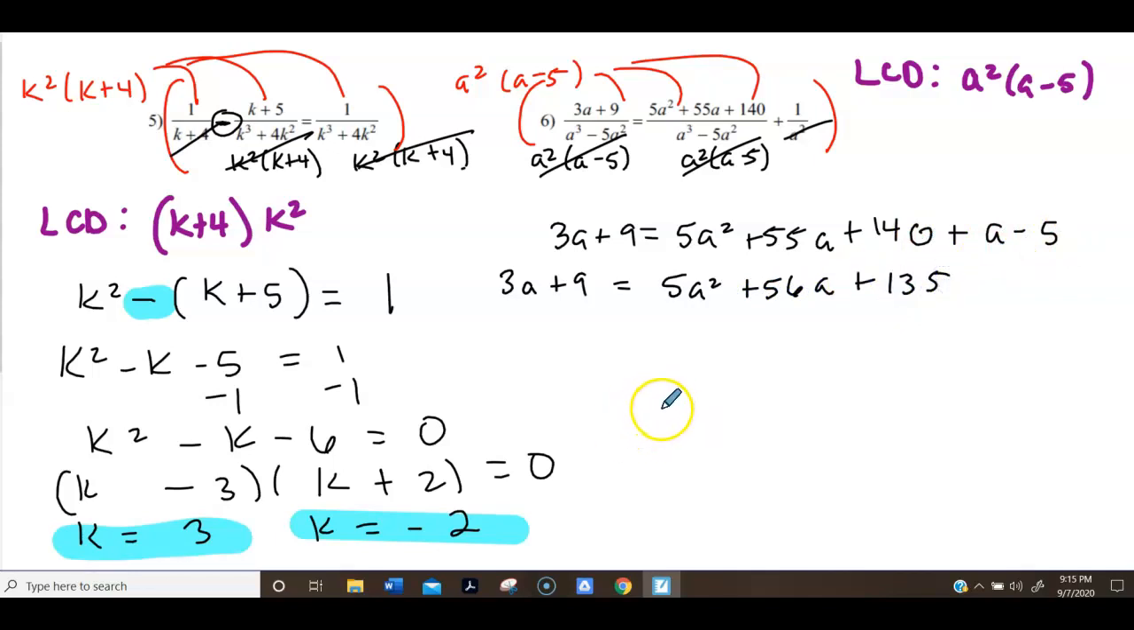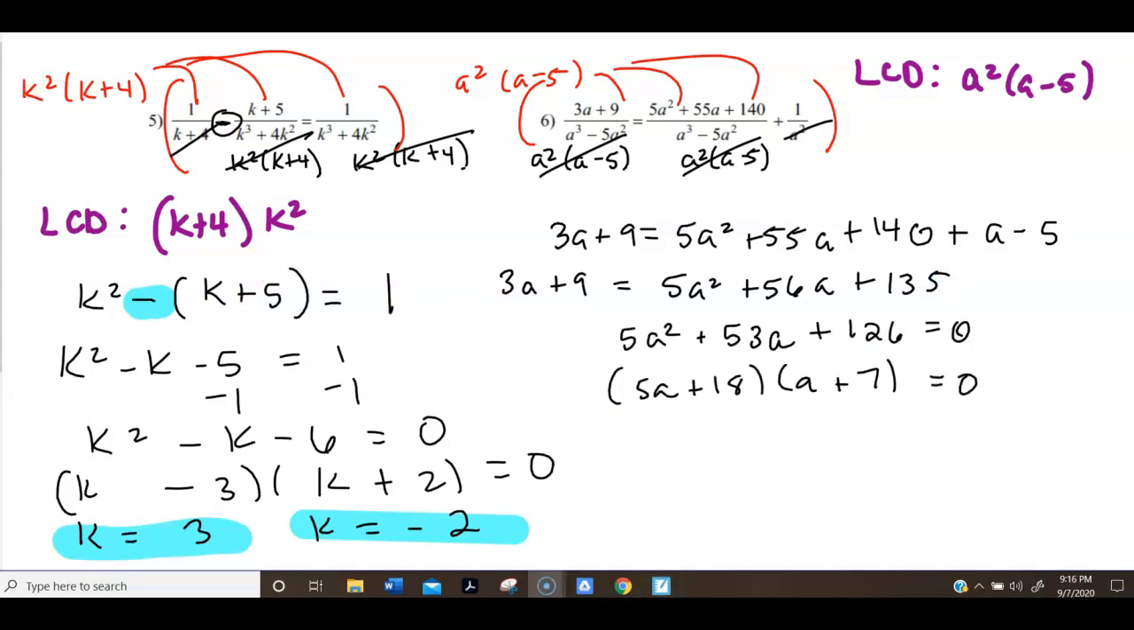You're going to set the whole thing equal to 0 as a quadratic equation and then factor. So after combining my terms, I got 5a squared plus 53a plus 126 equals 0. Factoring was not super easy. I did it by guess and check, actually. 5a times a is 5a squared. I tried to find factors of 126, 18 times 7, and then I checked outside insides to get 53a. Now you're going to put each of those factors equal to 0 and solve.